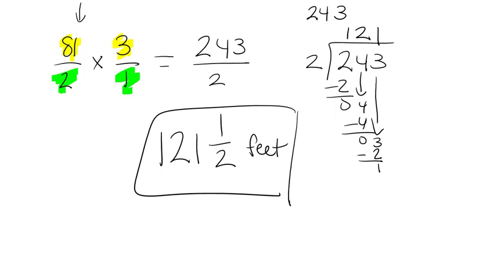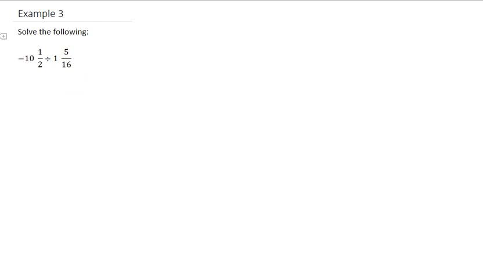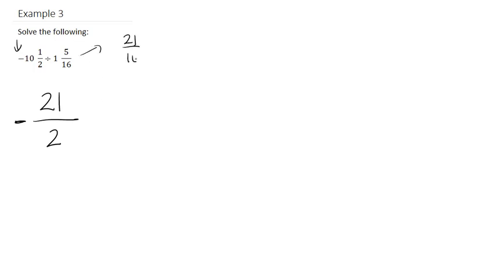And now let's do one final example. Example 3. Solve for the following. For this problem, we have a division problem, and we also have a negative number here. So let's first convert this into improper fractions. So we have 10 times 2, which is 20, plus this 1, so we have 21 over 2, and we have a negative sign. Then we have 16 times 1, which is 16, plus 5 is 21. Now, this is 21 over 16, but what happens is we can go ahead and multiply and take the reciprocal of the second number. And now we can go ahead and solve this problem.